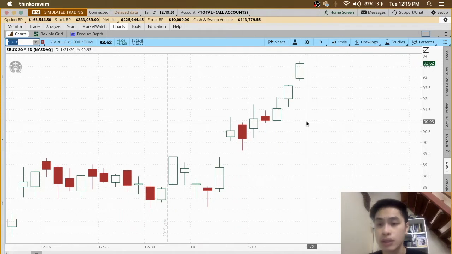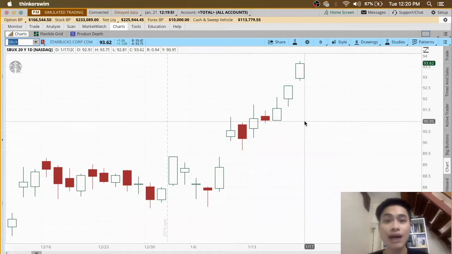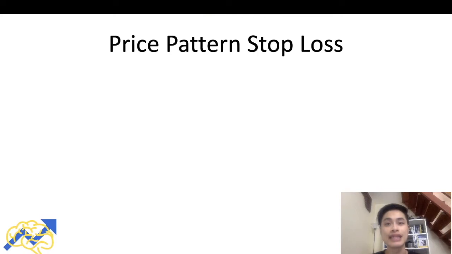So we want to set our stop loss at around this point. So that is how we want to set our percentage stop loss. That is the percentage stop loss.